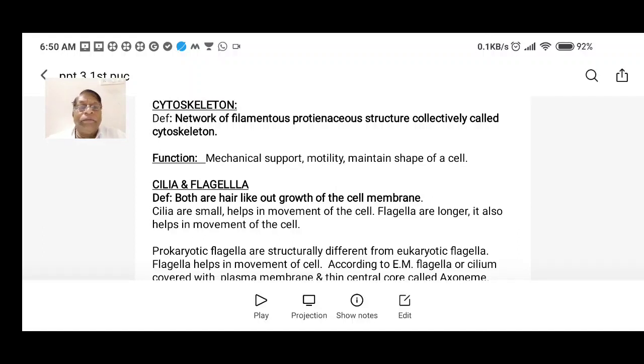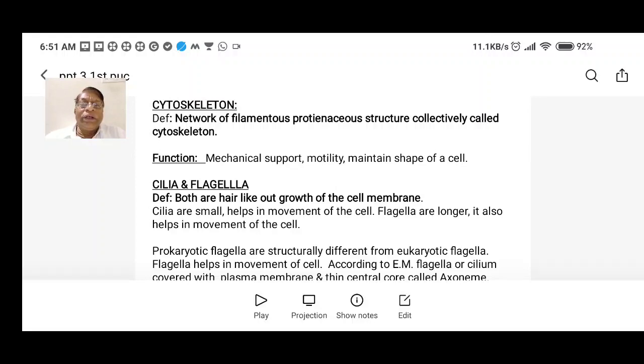Cytoskeleton. If we examine the cell, within the cell there is an elaborate network of filamentous proteinaceous structures present in the cytoplasm of the cell, collectively together called cytoskeleton.